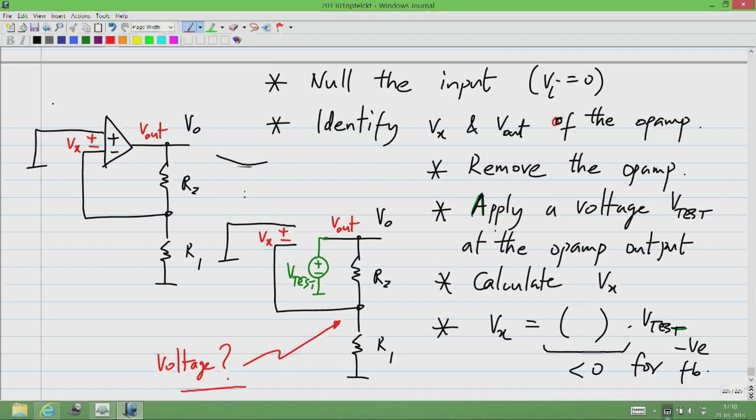Please let me know the answer. The voltage that appears at this node. See, Vx is the difference between this upper node and this one. And this node is at ground, that is 0 volts. So I have to find the voltage of this node. So what is the voltage that appears there?